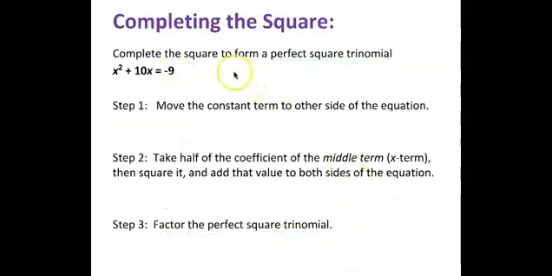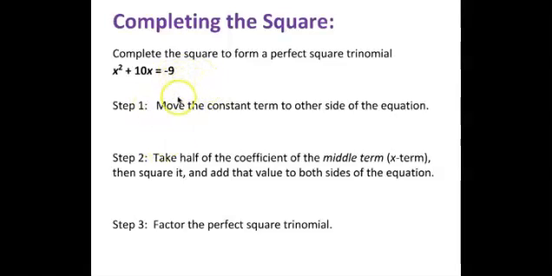All right, so we have this equation, x squared plus 10x equals negative 9. We can't solve by factoring, and we can't solve yet by just taking the square root because we've got that x term. So before we can take the square root to solve, we need to complete the square and get it into a perfect square trinomial. So let's do the steps.